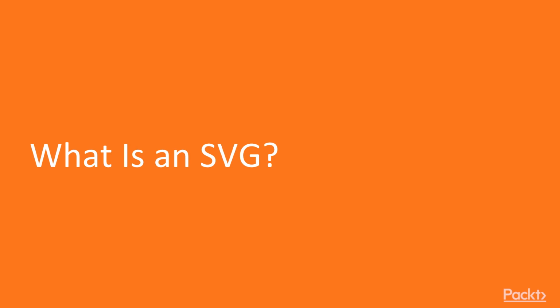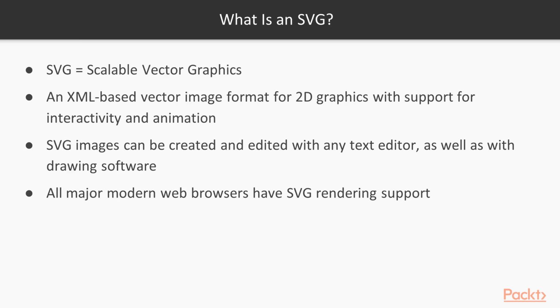But wait, what is actually an SVG? Well, SVG stands for Scalable Vector Graphics. SVG images can be created and edited with any text editor, and that's why we downloaded a text editor in the previous section. But it can also be done with drawing software. All major modern web browsers have SVG rendering support, so if you're using Google Chrome or Safari, you won't have any problem.